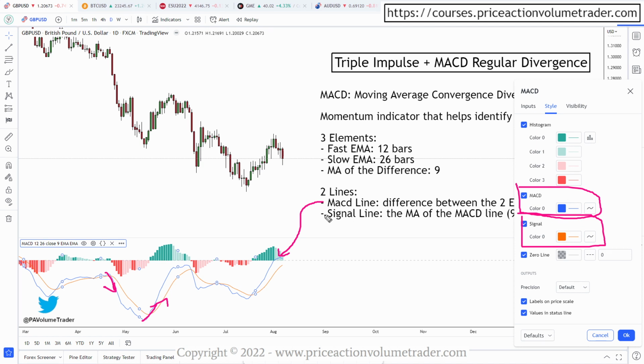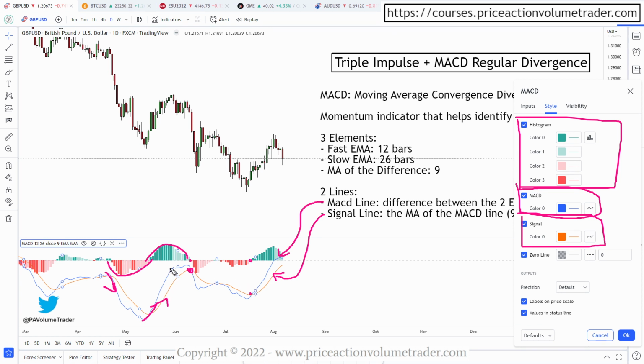The signal line, which in this case is the orange, is the slower line, and you can see it takes a little bit more time for the orange line to turn directions before the blue line. And finally, we have a histogram, which you can see right here. This histogram, all it's measuring is the difference between the lines. So you can see when the lines cross, the histogram is basically at 0.